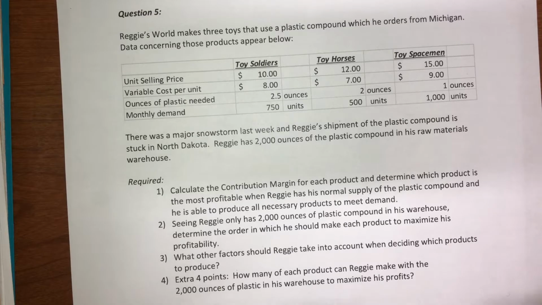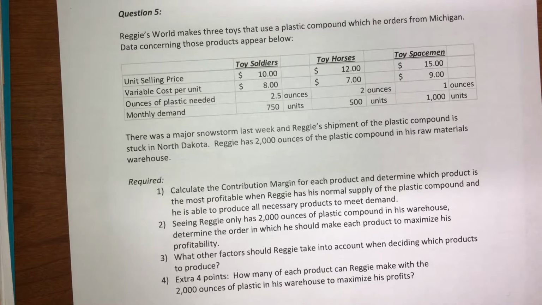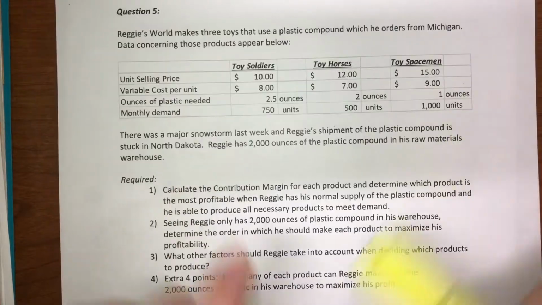I'm going to start reading the problem. It says Reggie's World makes 3 toys that use plastic compound, which he orders from Michigan. Data concerning those products appear below. So we have a table, we're going to need this.